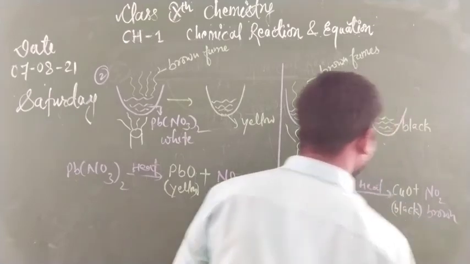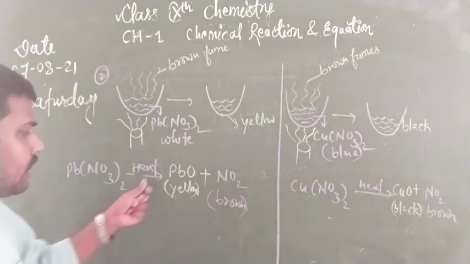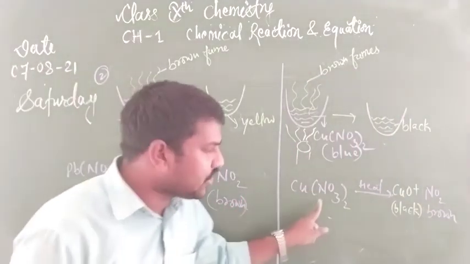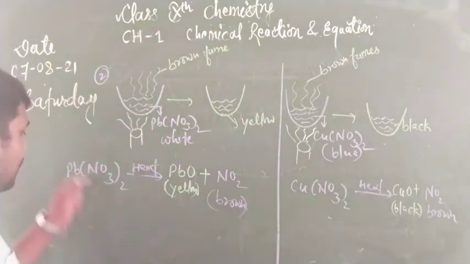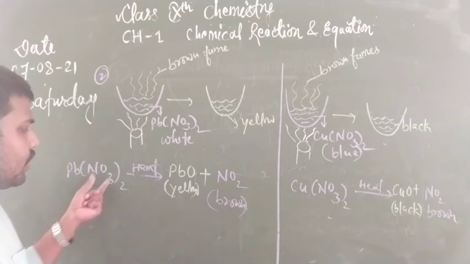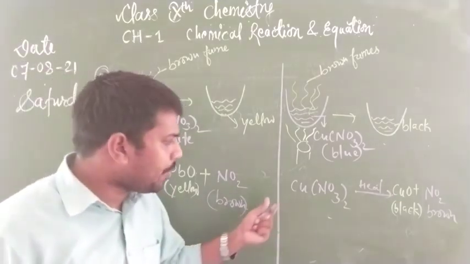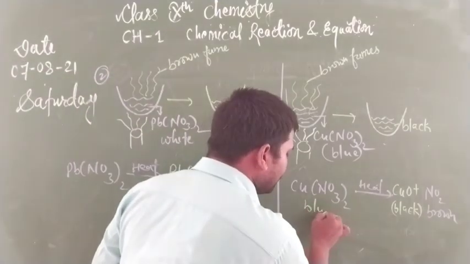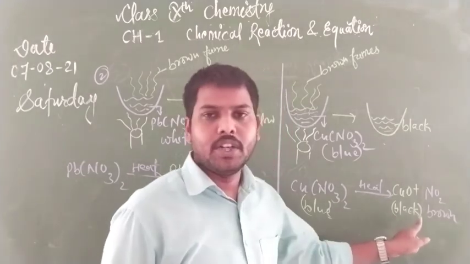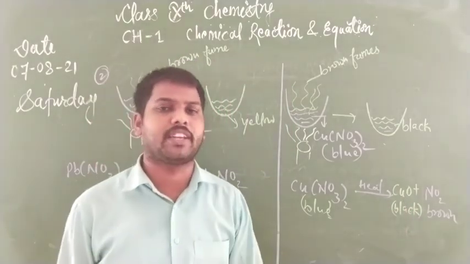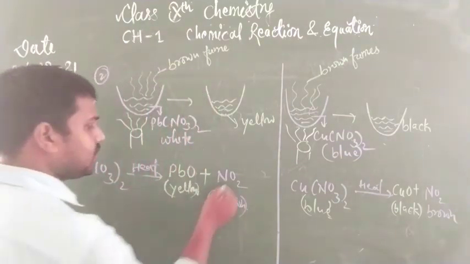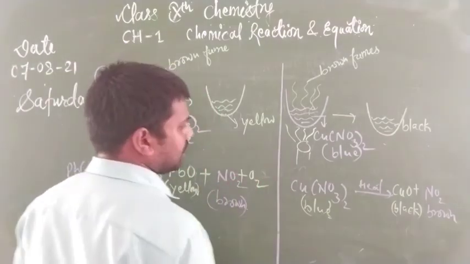This happens in both. Lead nitrate converts into lead oxide, copper nitrate will convert into copper oxide. Clear everyone? The white color of lead nitrate converts into yellowish color, and the copper nitrate, which is blue in color, converts into black color due to the formation of copper oxide. The color of copper oxide is black, and the remaining gas is oxygen gas in both the cases.